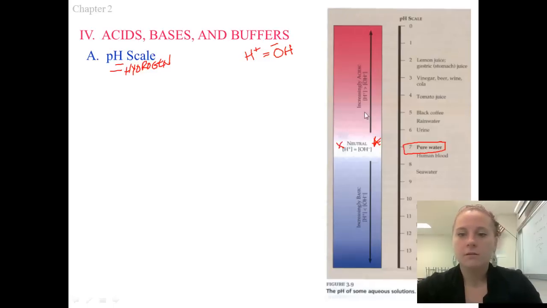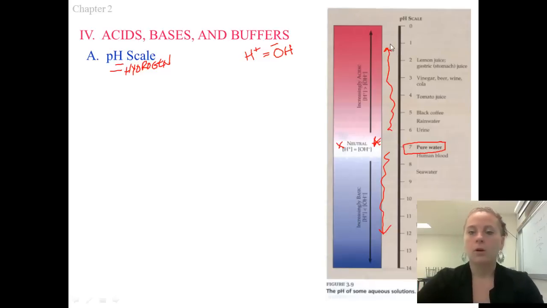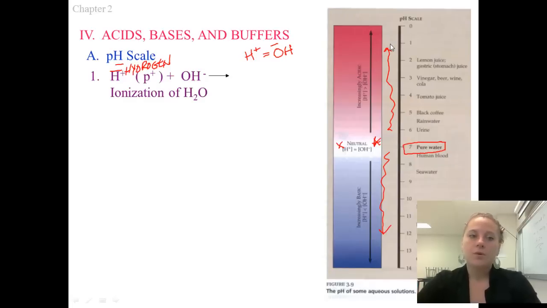So above 7, where you get higher than 7 in this direction, that is a base. Anything below 7 or less than 7 is acidic. All right, so our hydrogen, what is a hydrogen ion? It's a proton. So hydrogen ions are floating around along with the OH ions in the water. So if I throw a whole additional extra hydrogen ions into a solution, I'm going to alter the pH, and I'm going to make it more acidic.